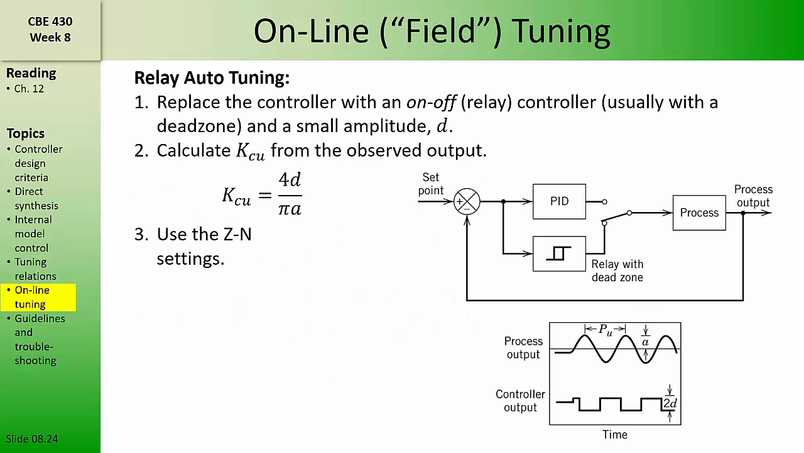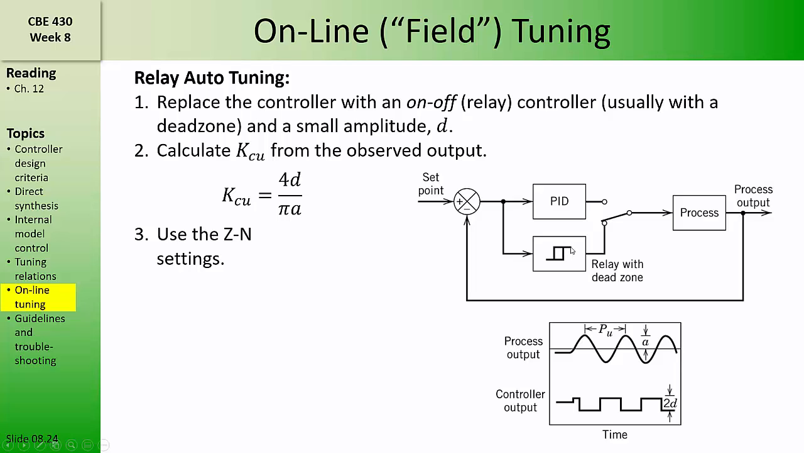In relay auto-tuning, we replace our PID controller with an on-off relay, usually with a dead zone. The diagram representing the on-off relay controller is a cartoon showing how the controller output behaves in response to the error signal or the controller input. When the error signal increases, it reaches a threshold at which the controller output is a step to a new value. That step is called the amplitude D, and when doing relay auto-tuning, we want to set that amplitude to a small value so that the controller output makes a very small step change.